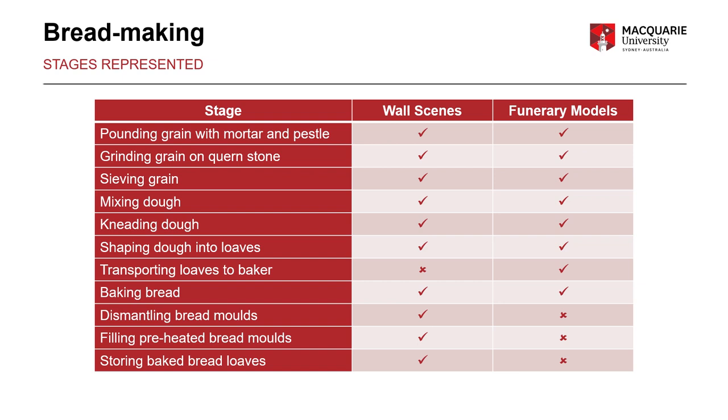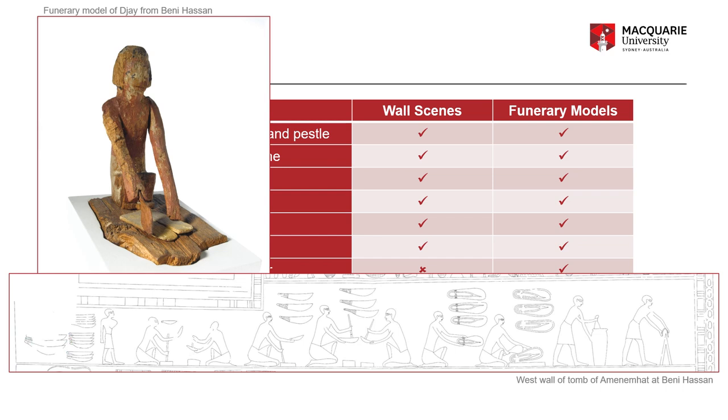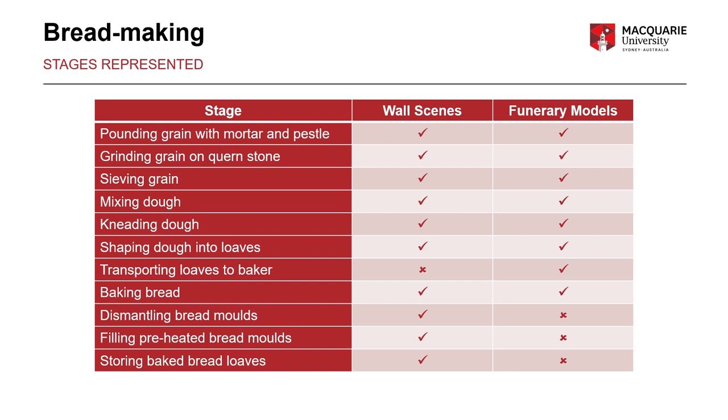So to give you an example of this, what we have here is the representation of leatherwork. In funerary models, it's represented by a single figure cutting the soles of sandals, which is the characteristic task of the process, whereas wall scenes portray multiple manufacturing tasks, beginning with the treatment of the hides and ending with the finished leather products. But the theme of bread making in models incorporates almost the full range of tasks that we have in wall scenes. So this is a significant difference from the other themes that we find represented.